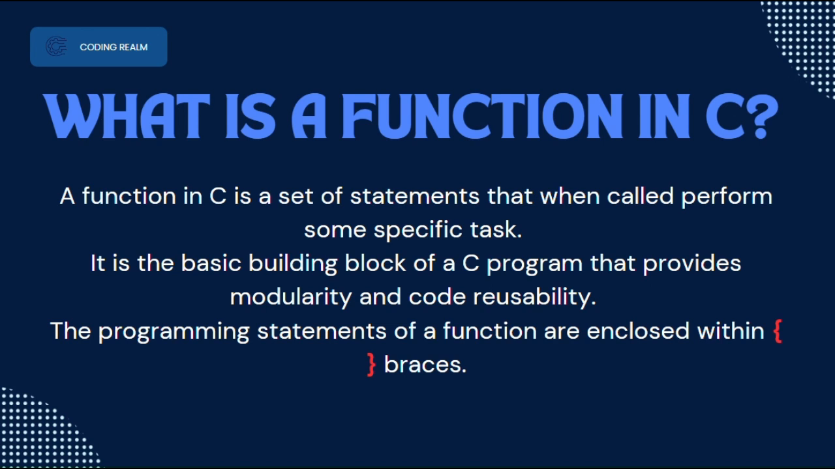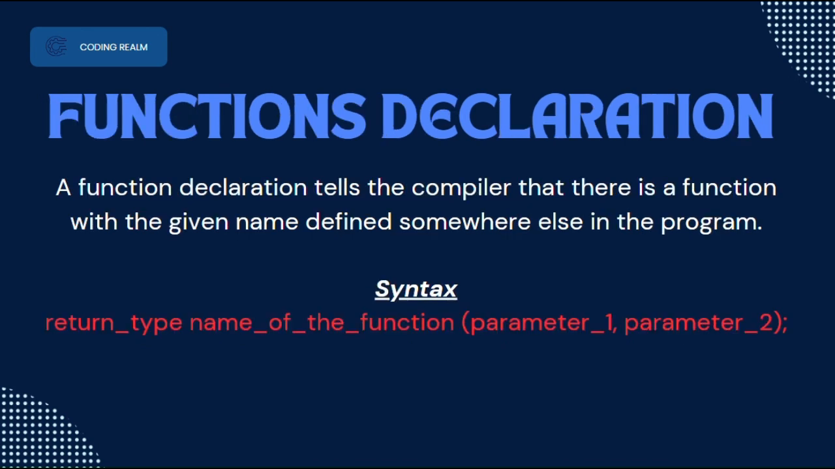The syntax of a function can be divided into three aspects: the function declaration, the function definition, and the function calls. First of all, let's start with the function declaration. In a function declaration, we must provide the function name, its return type, and the number and type of its parameters. A function declaration tells the compiler that there is a function with a given name defined somewhere else in the program.